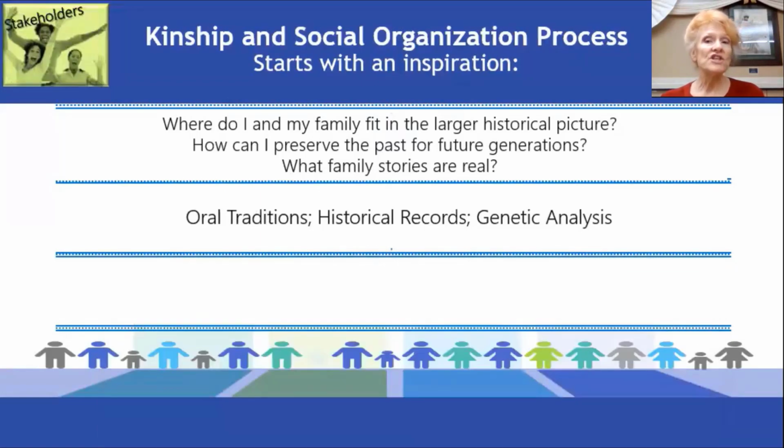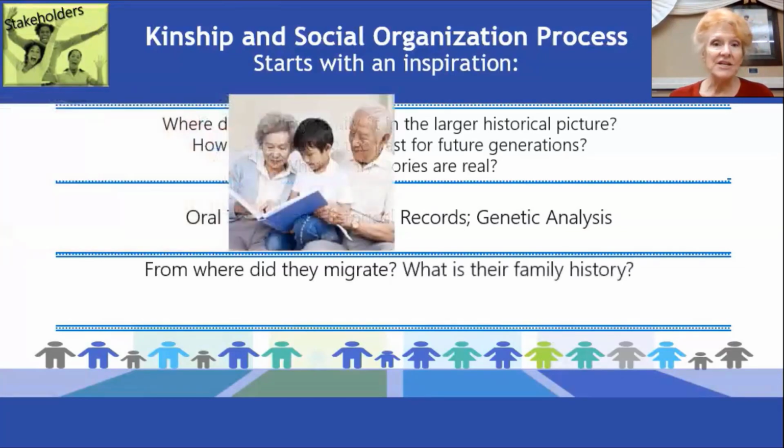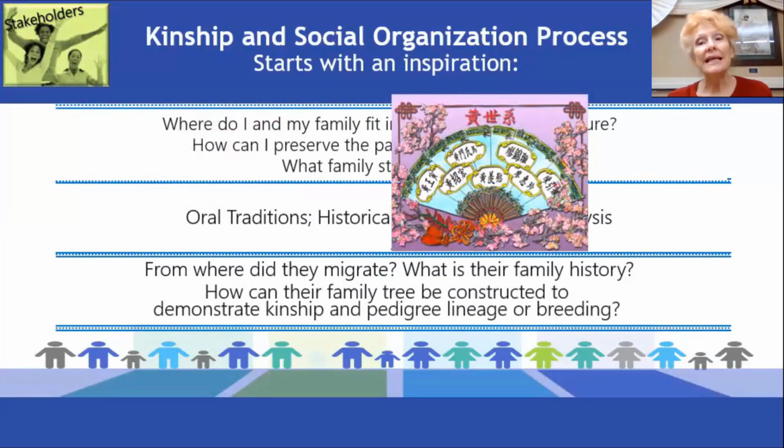The stakeholders for the genealogical method could be the family or the entire ethnic group, since the process suggests tracing the history of an ethnic group with focus on questions like, from where did they migrate? What is their family history? How can their family tree be constructed to demonstrate kinship and pedigree, lineage or breeding? Don't you love that one? I don't know if it's Chinese or Japanese, but I think it's pretty cool.